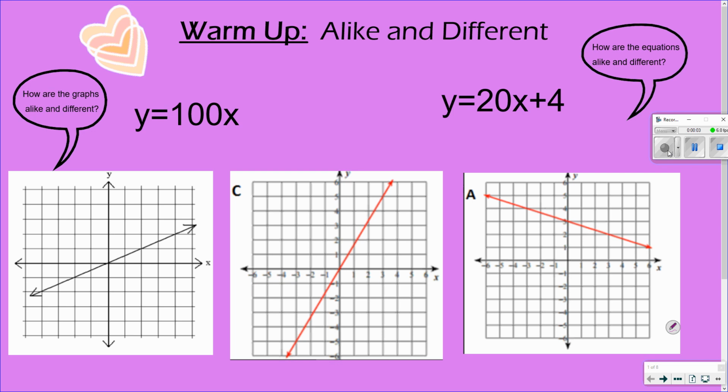How are the equations alike and different? Who wants to tell me some way that the equations are alike? Anybody? Okay. They both have an x. What else? Evan? X multiplied by a number. Okay, and what is that number called?